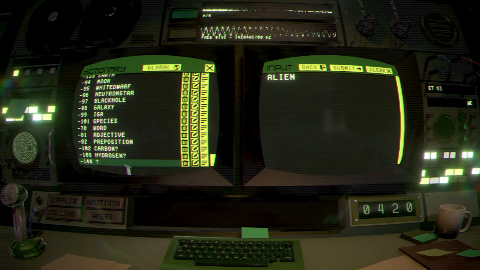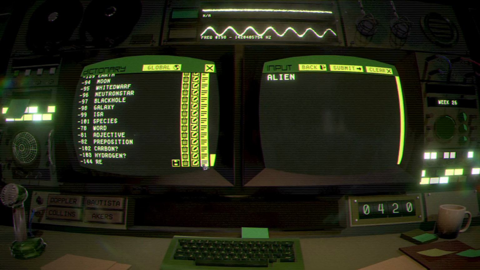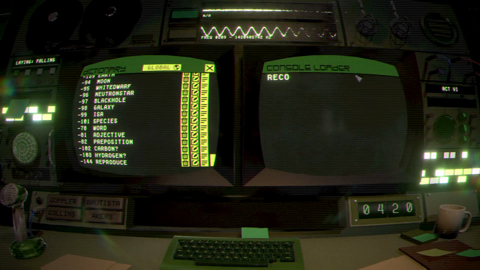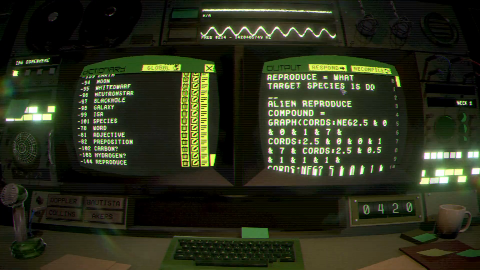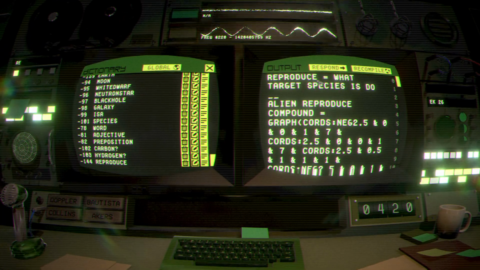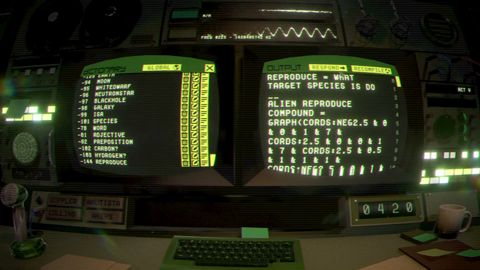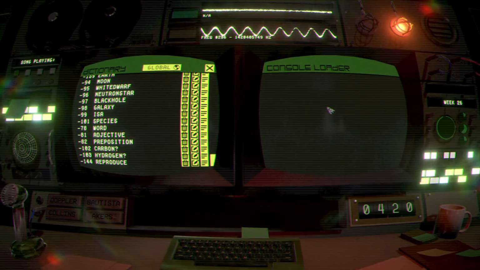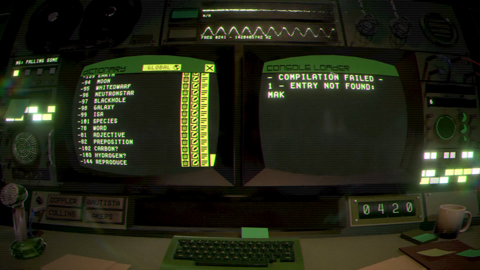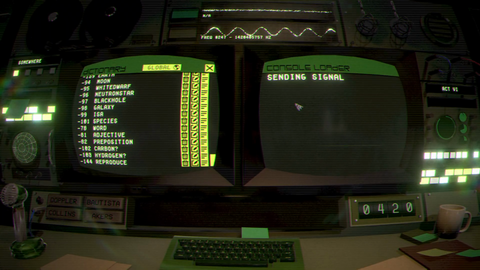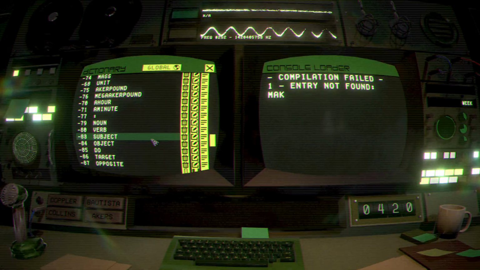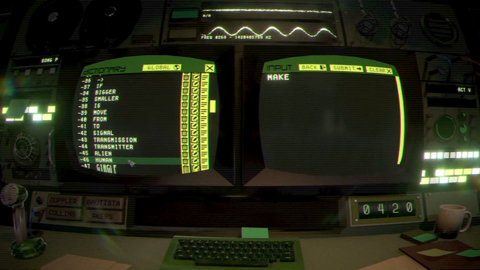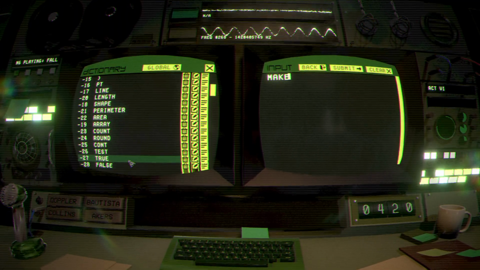I think this is first off. I think this is like banging. Repro. Reproduce. What target species? Making target species? Make. Oh. Make. Don't we have make somewhere?